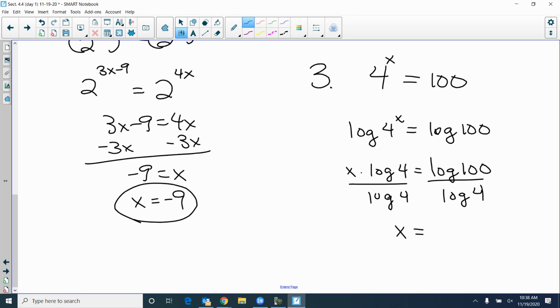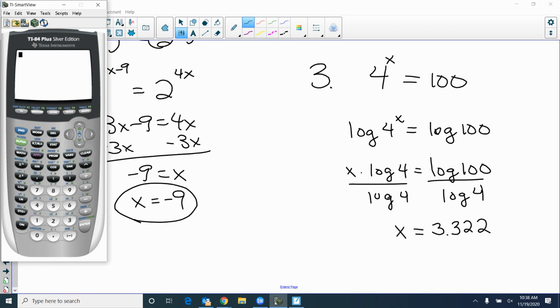What'd you get, Josh? Wait, let everybody do your work. Cooper, what'd you get? 3.322. All right, so that makes sense. All right, question here. Log. Okay, now you can also do, like I said, the natural log of 100 divided by the natural log of 4. And now you should get the same thing.